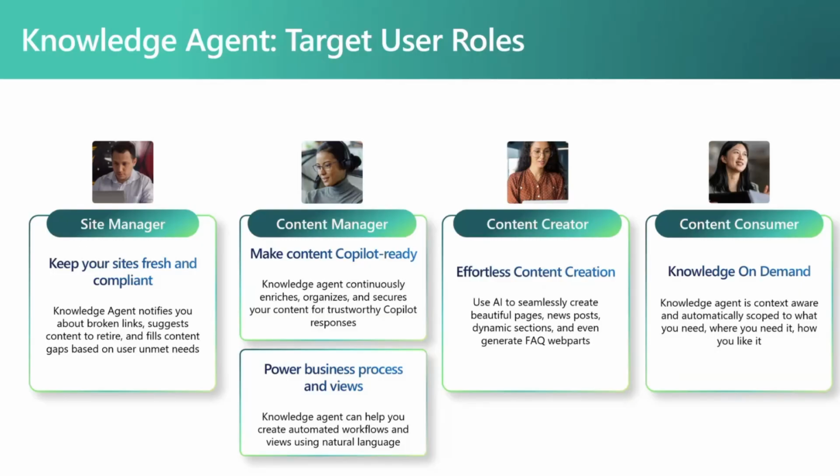The second user role is content managers. The knowledge agent helps them enrich and organize that content. And then that enriched and organized content, through the power of metadata, can actually help to automate workflows and even create views for direct consumption in things like document libraries. So using natural language, you could say something like, create a view for all the policies expiring this quarter, and the agent will jump into action and deliver that view for you.